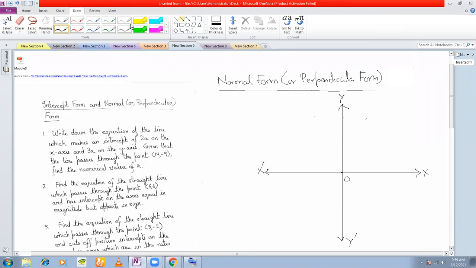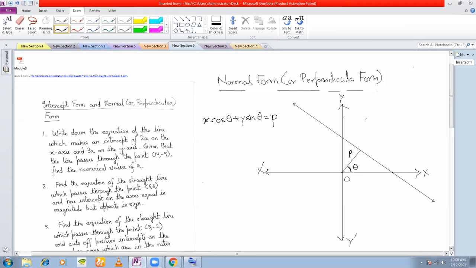If you have a straight line, say like this, and suppose we drop a perpendicular from the origin on this straight line, such that this perpendicular makes an angle theta with the positive direction of the x-axis, obviously. The length of this perpendicular is p. Then the equation of this straight line in the normal form can be written as x cos theta + y sin theta = p.